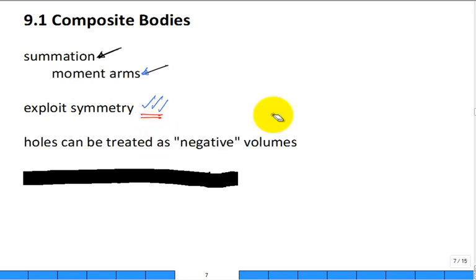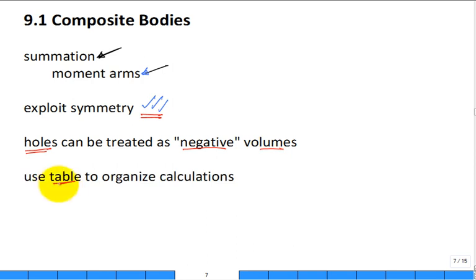And if you do have a continuous system, but then there's something missing, they put a hole in it, you can actually do it with a composite body treatment where you have a negative volume or negative area or a negative length, treating it as if it's there and putting a negative in. And use a table to help organize the calculations. I'll try and demonstrate it.